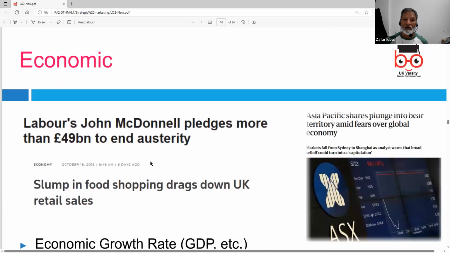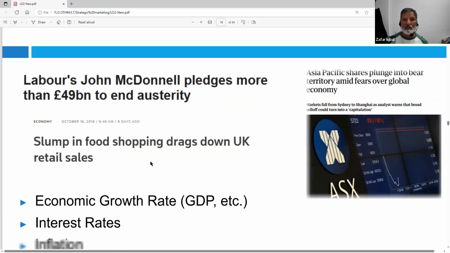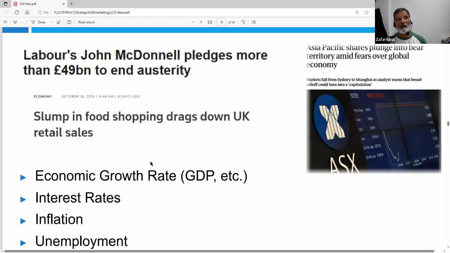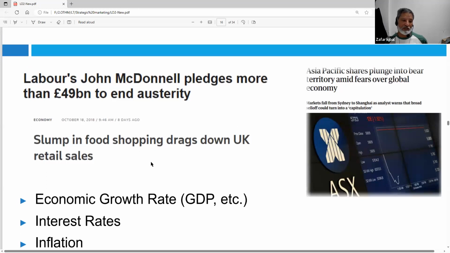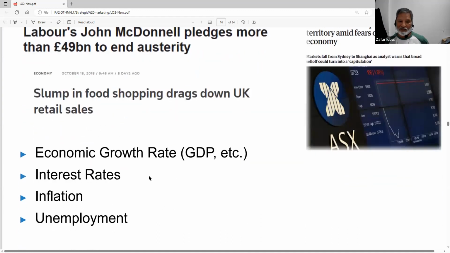Economic factors. Let's look at economic factors. For example, if investment is coming into the market, then of course this will give a boost to the economy, and confidence will rise. On the other hand, if due to the political situation a political party pledges more or less money to invest, it will have an effect on the economic growth rate, interest rate, and inflation, and employment will suffer.